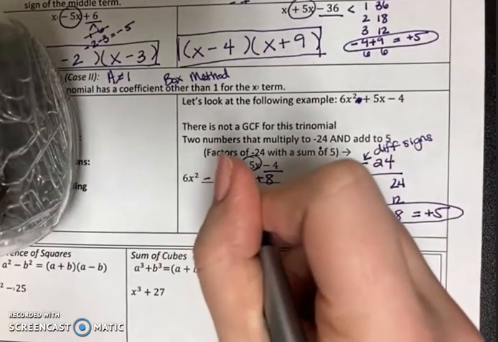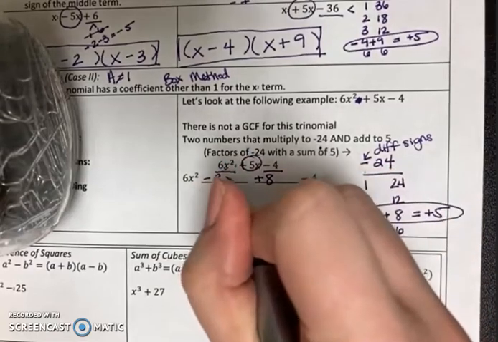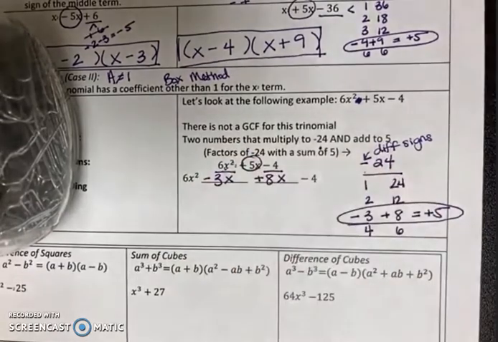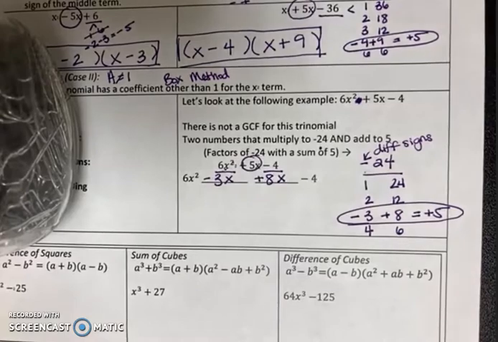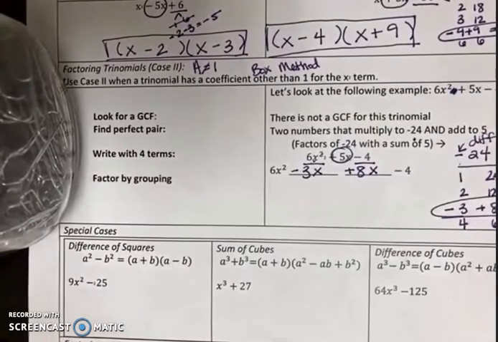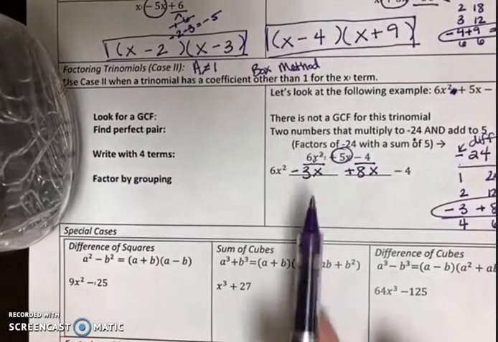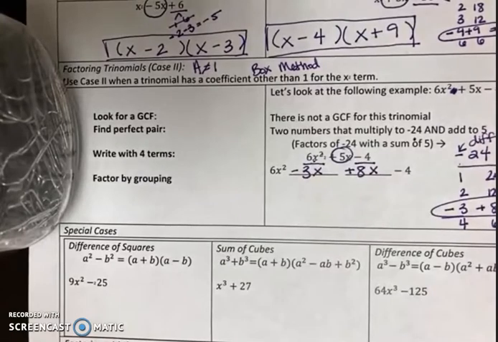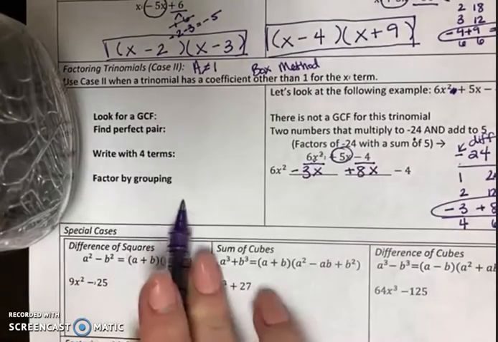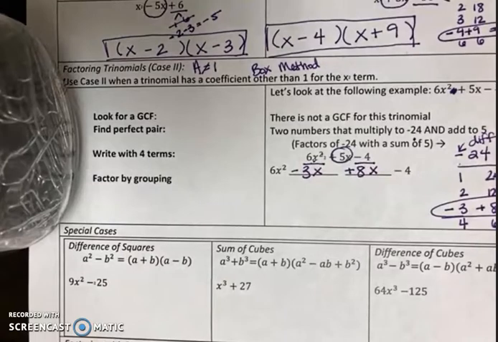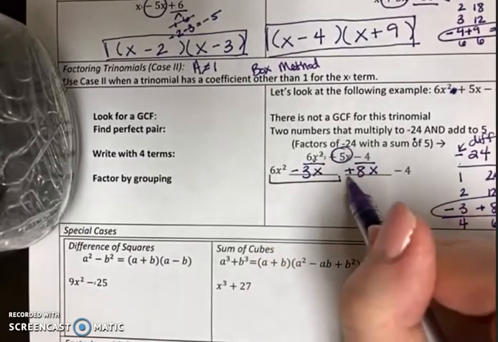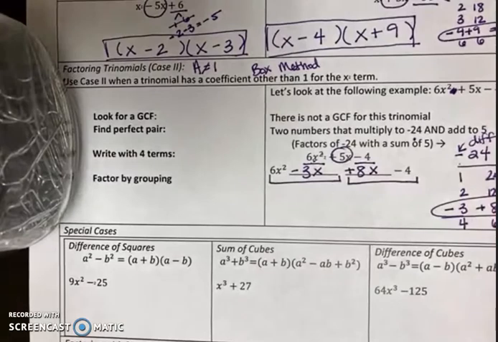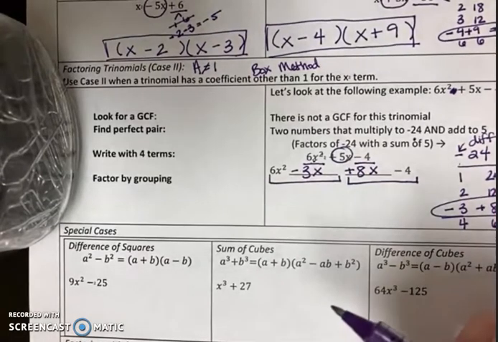Because this was an x squared, the factors of x squared are x and x. Remember, we're asking ourselves what adds to give us the middle term, and it's a positive 5x. So that's a little reminder to yourself. Okay. Step 3 was to write it with 4 terms, which is what we just did. And now we're going to factor by grouping. Remember, factoring by grouping, what we do is we pair the first two together and the last two together and try to pull out a GCF.